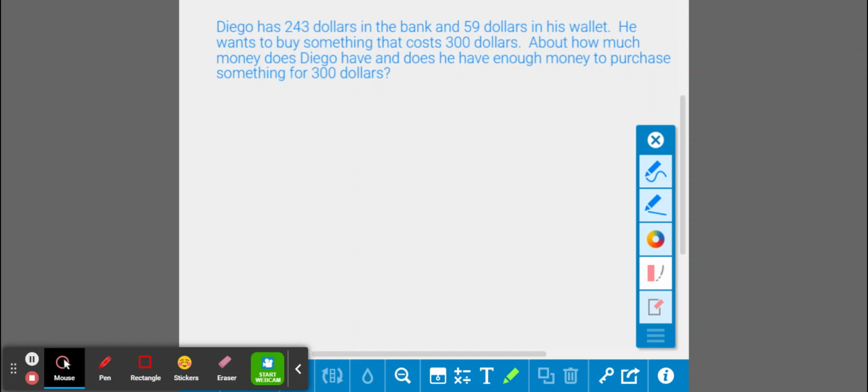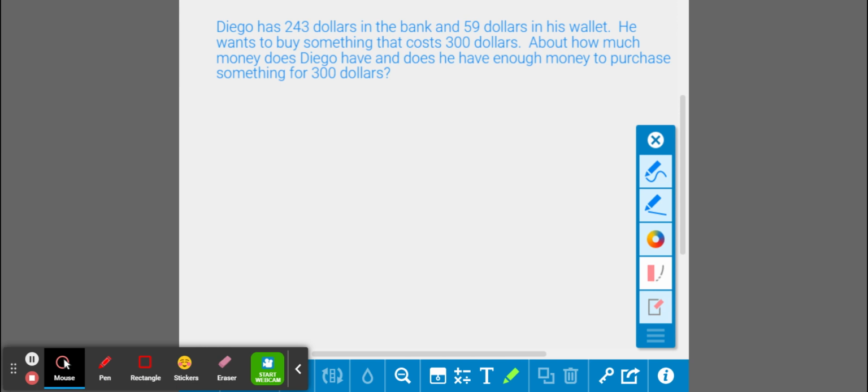Okay, so today I'm going to show you how a third grade student would use rounding, which is an estimation strategy, to solve a real world situation problem. So here we have a real world situation. Diego has $243 in the bank and $59 in his wallet. He wants to purchase something that costs $300. About how much money does Diego have, and does he have enough money to purchase something for $300?